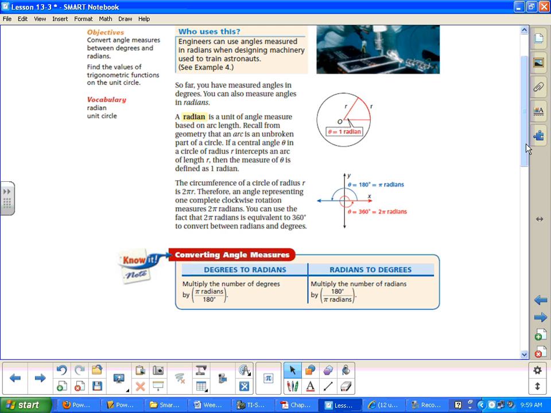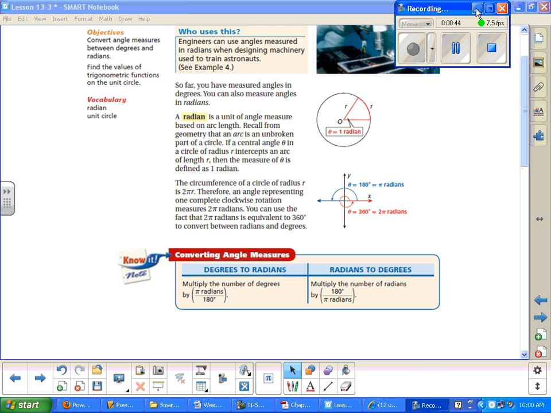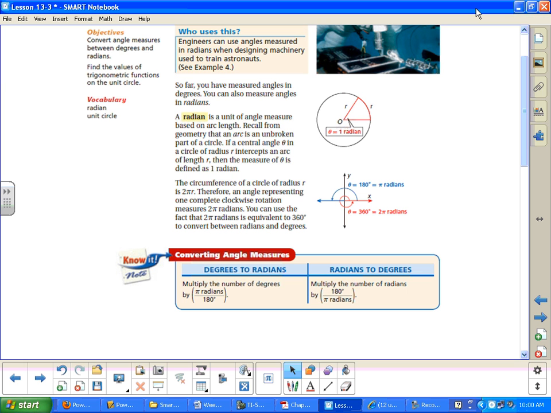There's also another measure that angles are recorded in, and it's something called radians. And here it defines a radian as a unit of angle measure based on the arc length. So radians are based on an arc length, where degrees are based on the angle. So when we talk about a radian, we're talking about this area out here, the arc length. When we're talking about degrees, we're talking about the angle in here. Okay, so there is a little bit of difference to them.